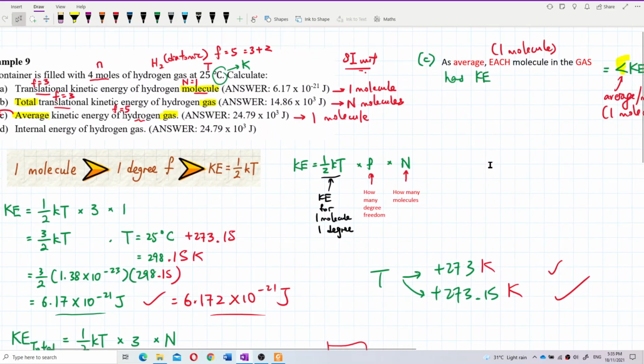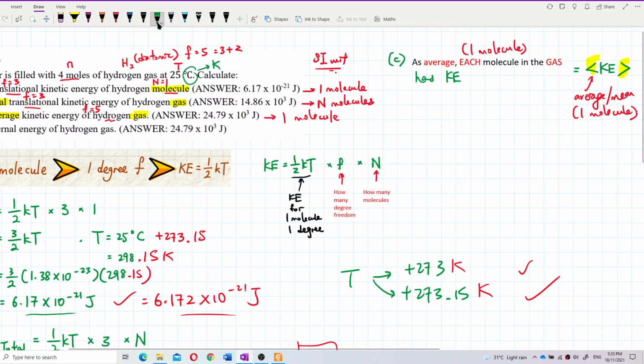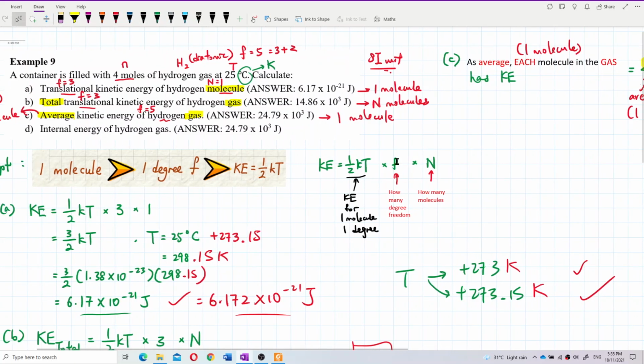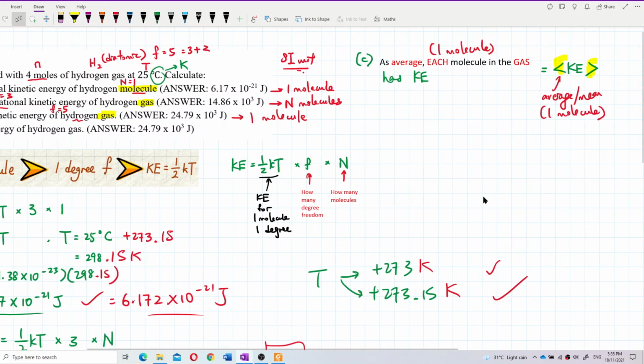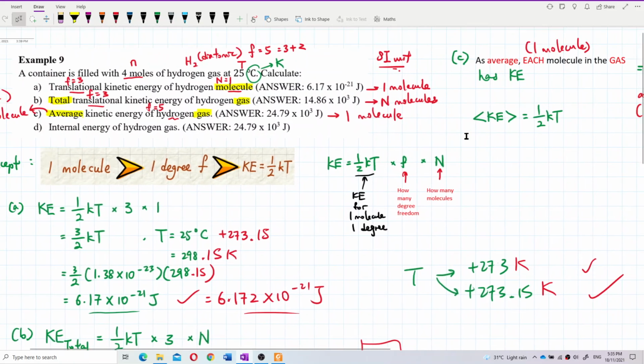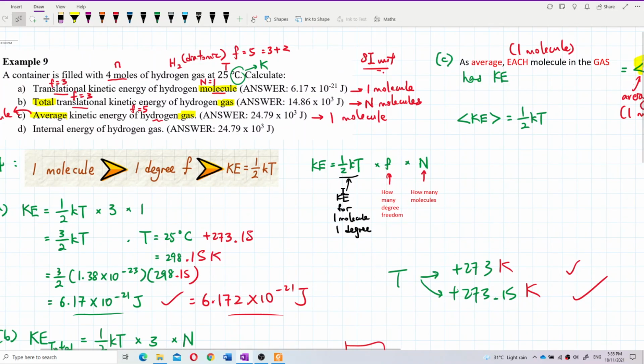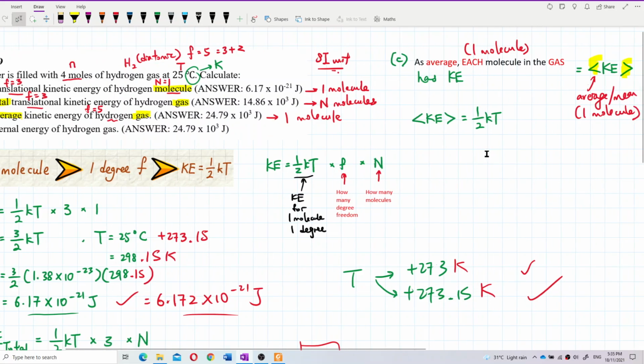So now let's do it. Because you got the word average here, your symbol is average kinetic energy. We start with the half kT energy for 1 degree of freedom, 1 molecule. How many degrees of freedom are we talking? 5, because no translational wording means it's diatomic. Hydrogen is diatomic. So 5 degrees of freedom, so we multiply 5.